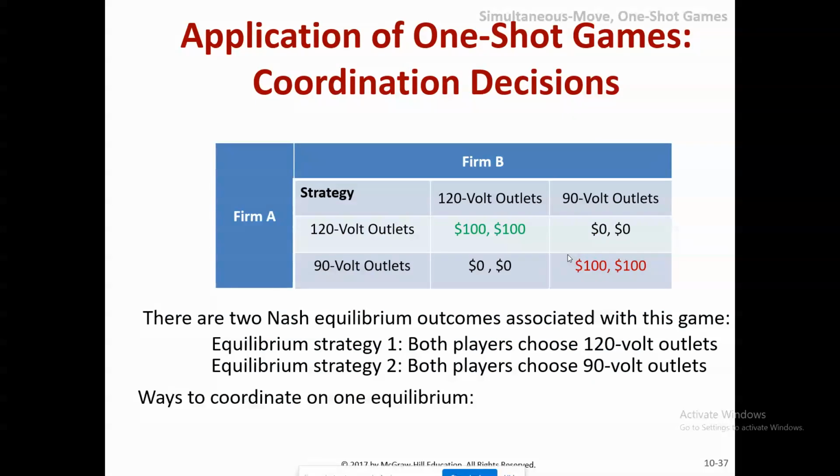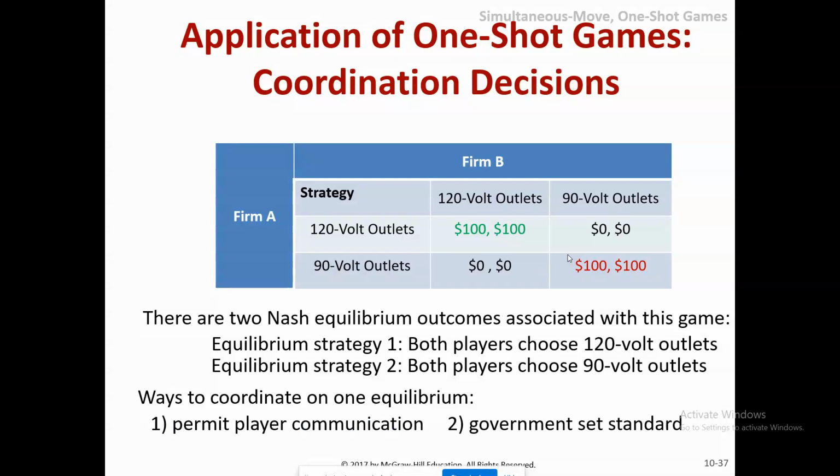There are some methods to coordinate on one equilibrium. The first one is to permit player communication. The second one is government set standard.